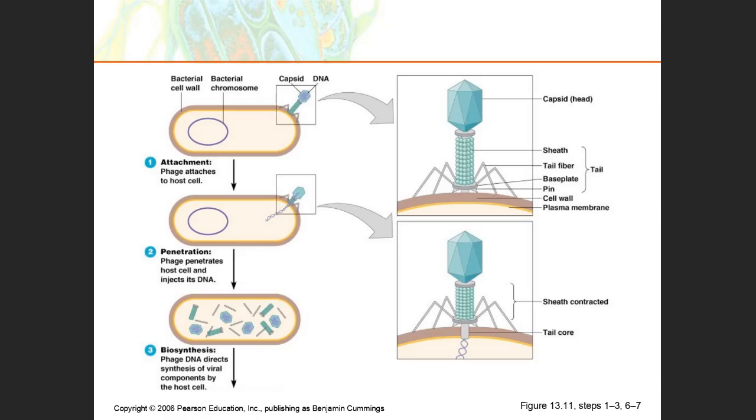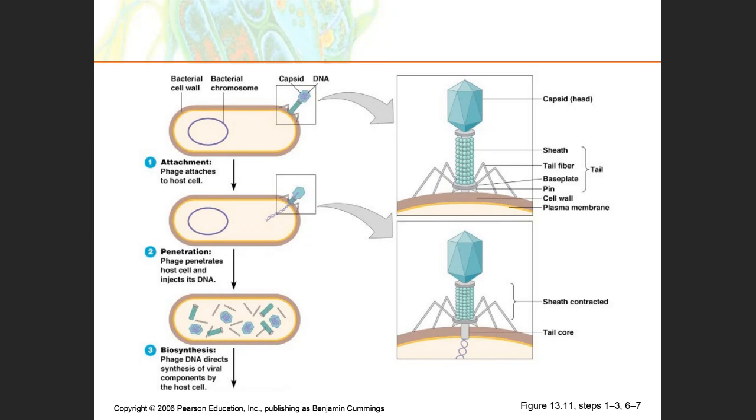Does this happen only in bacteria, not in humans? In like animal cells? The lytic cycle? Here we're just talking about bacterial viruses specifically. When we get into the animal viruses, we'll see that they do destroy animal cells as well.